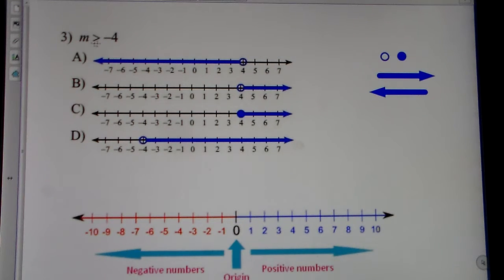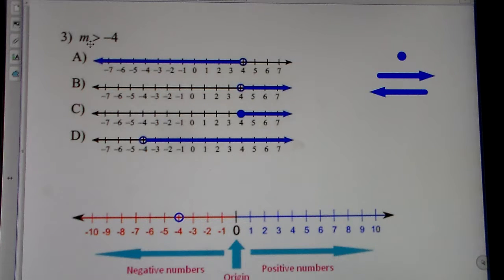Number 3, we have M is greater than -4. So we need to put a dot at -4. Notice here we have M is greater than. It's not greater than or equal to. When there is no equal to on the bottom or a line underneath the little munchy guy, the inequality, then we have to have an open circle. So this is an open circle at -4. So we make a circle at -4, as we do right here on our graph below.